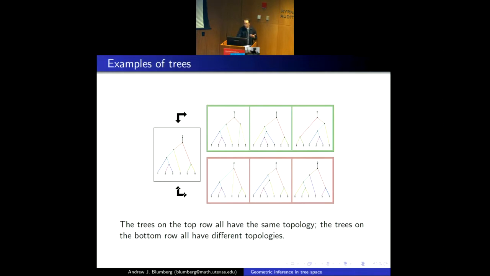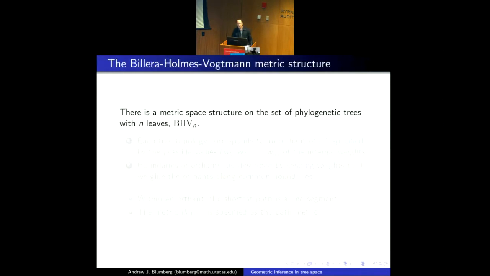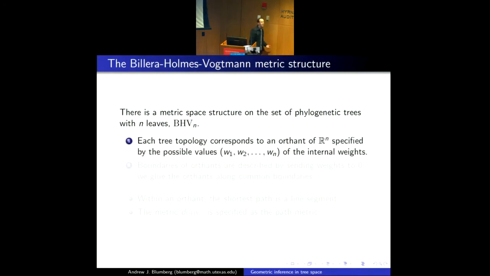Now, the metric space works as follows. Associated to each tree, you have weights on the edges, and this gives you a vector of real numbers. So for any fixed tree topology, you have a point in the positive part of Euclidean space. You can imagine this as a cube.